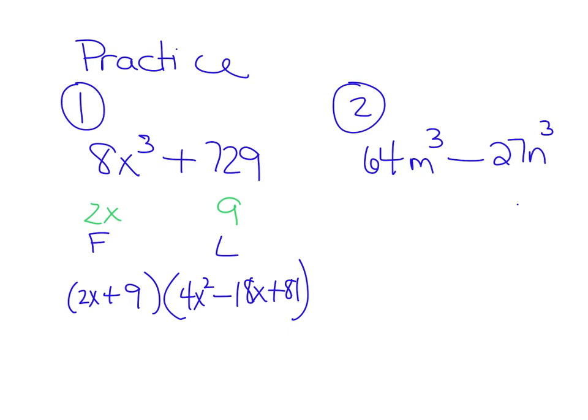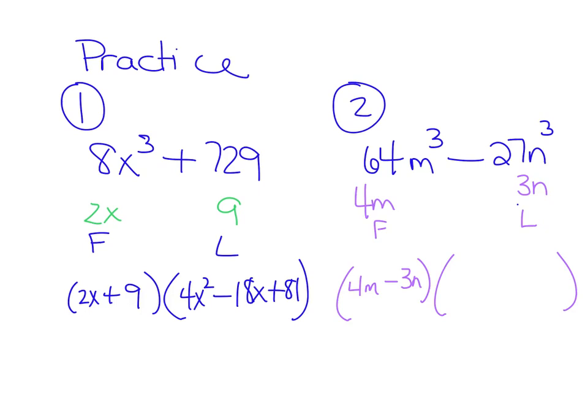All right, problem number 2. Is it the difference of two perfect cubes? Well, first of all, there is no GCF. So 64. 4 times 4 times 4 is 64. So yes, 4m. 27n cubed. 3 times 3 times 3 is 27. So 3n. And it's the difference. So here is my f. Here is my l. So this factors into 4m. Same operation. Minus 3n.